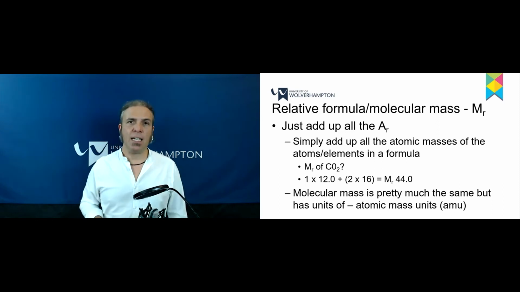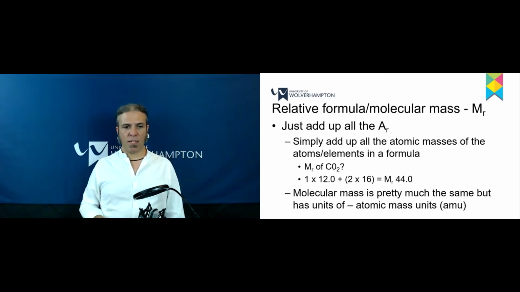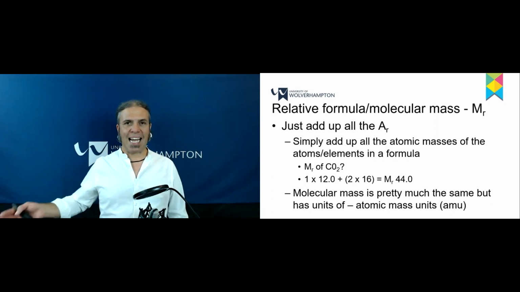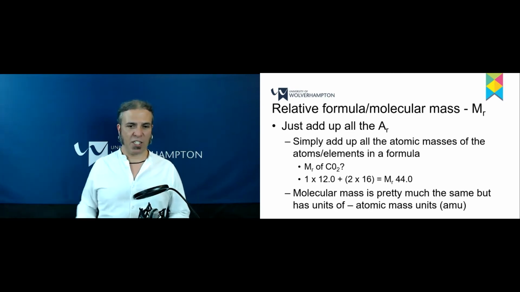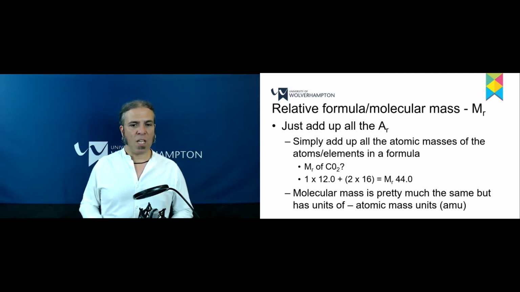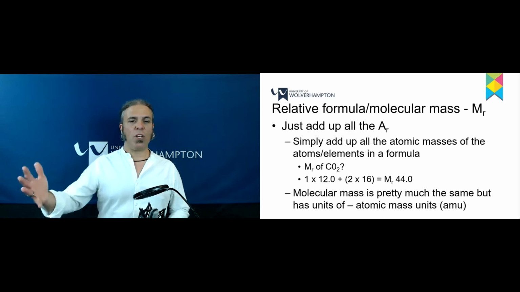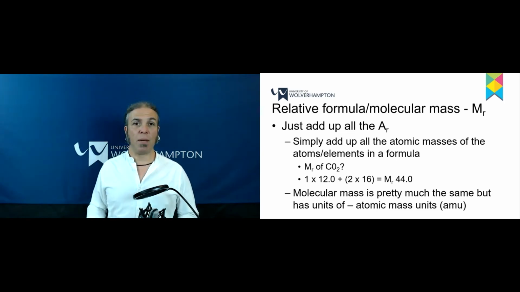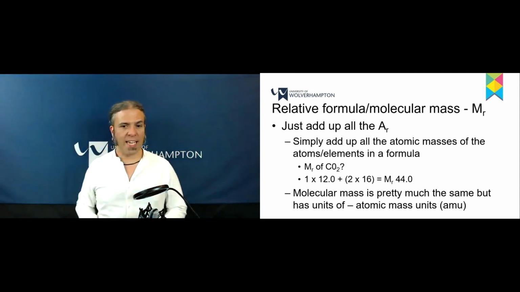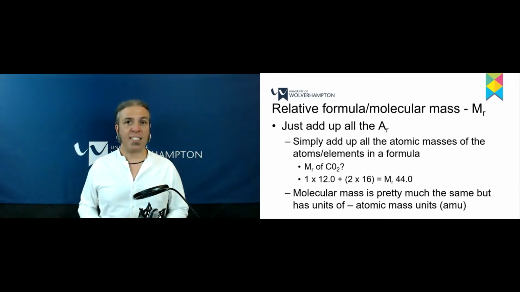So we could consider CO2. Now, all we've got to do is add together the relative atomic masses of all the constituents of that molecule. So that's nice and easy in as much as we have 1 carbon and the atomic mass is 12. And then we've got 2 oxygens and the atomic mass is 16. So we can add all them together and we get a relative formula mass of 44.0.